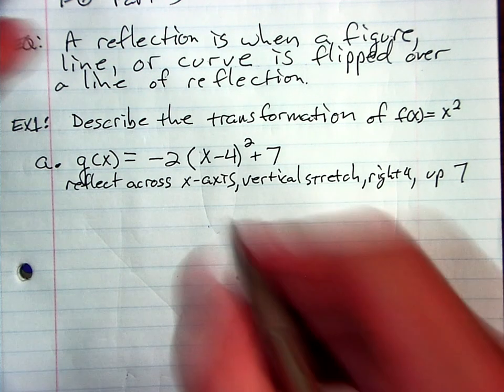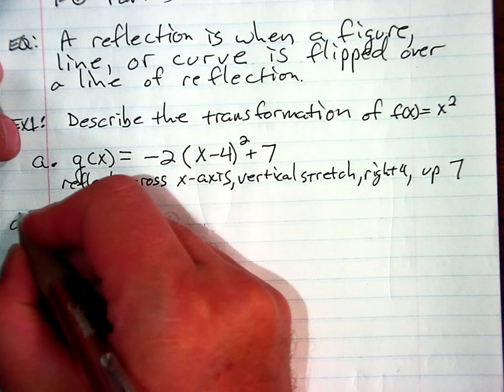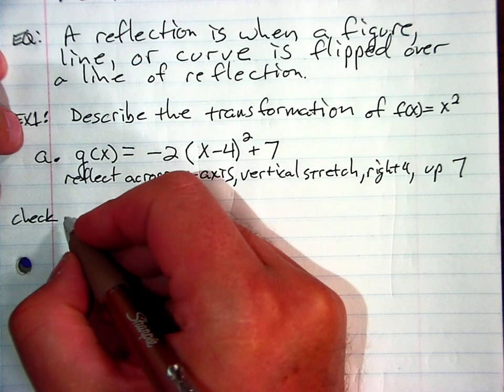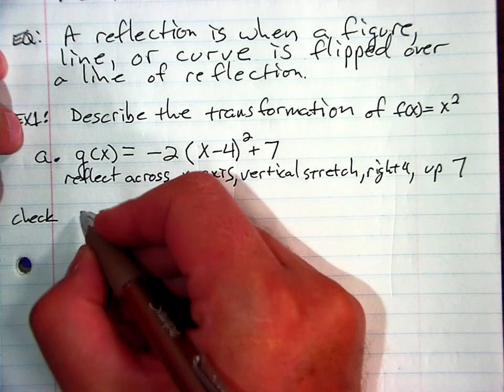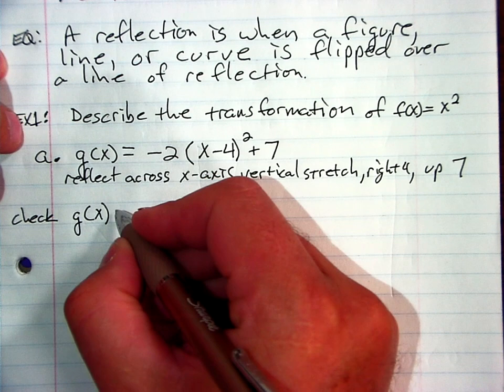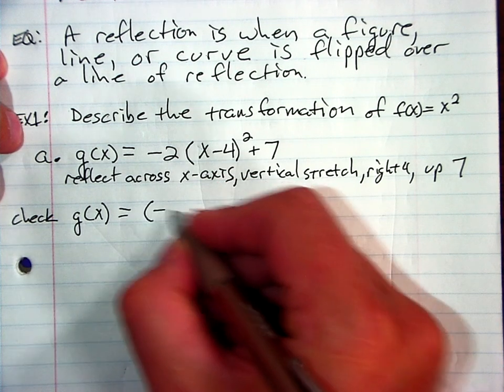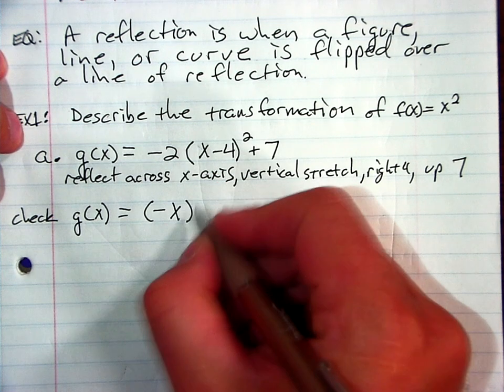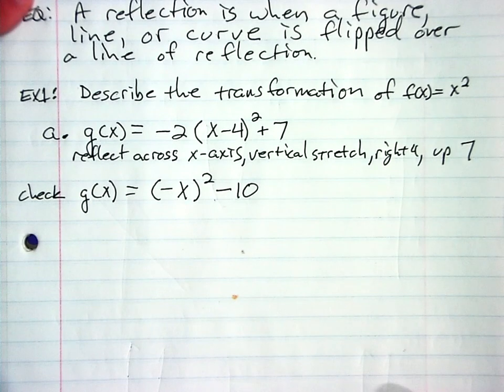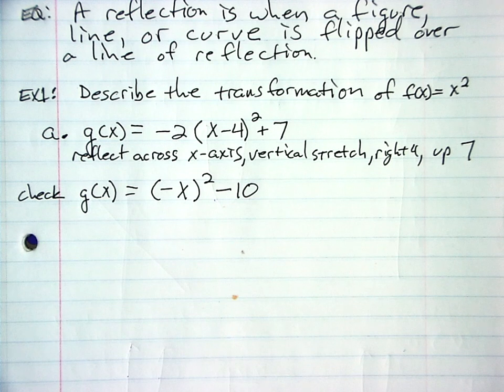All right, try this one with your neighbor. And then make sure they have it right, because remember, you're the smartest person at your table. All right, so g of x equals, in parentheses, negative x squared minus 10.